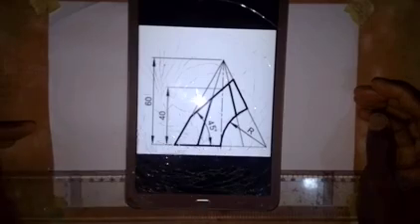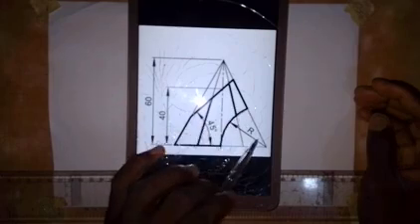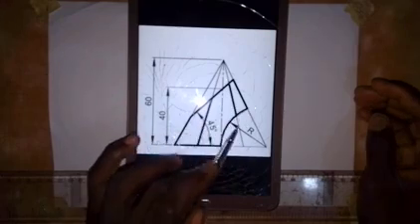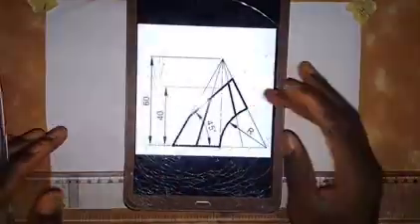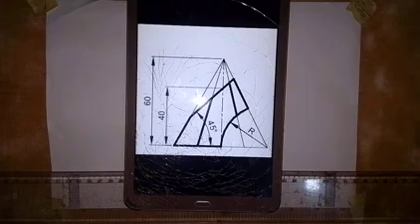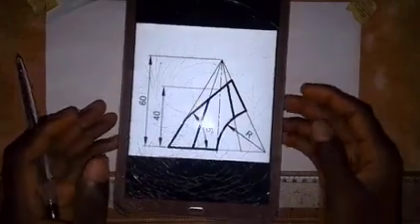So the distance across corners is 60 millimeters, which means that the radius of this curve here is 30 millimeters, as the curve touches the center line here. So we are going to produce the surface development of this truncated hexagonal pyramid. Now let's go and see how this work can be done.